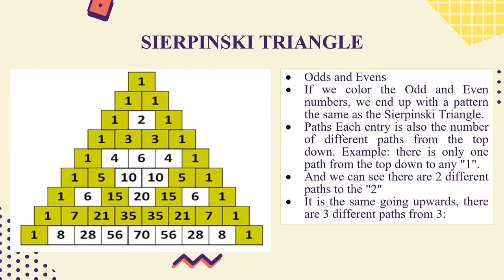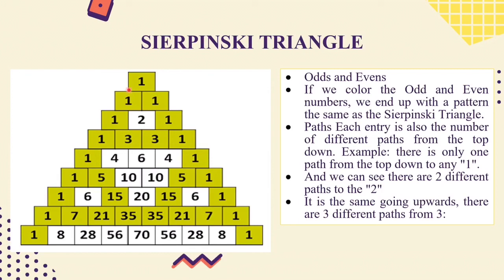Then another strategy is the Sierpinski triangle. So this is odds and evens. If we color the odd numbers and even numbers, we end up with a pattern the same as the Sierpinski triangle. We have a triangle here that is an inverted triangle. We can make many triangles if we continue this.